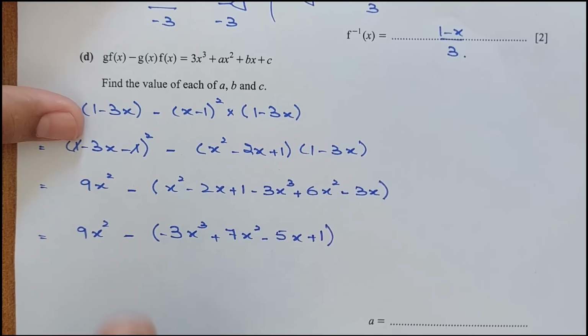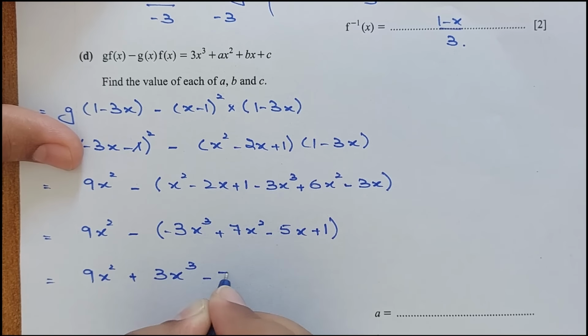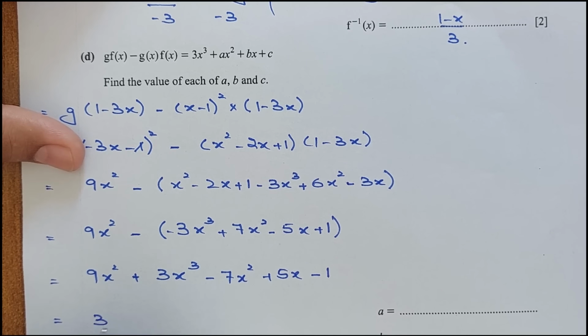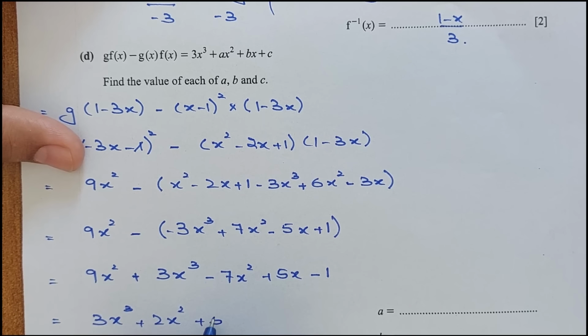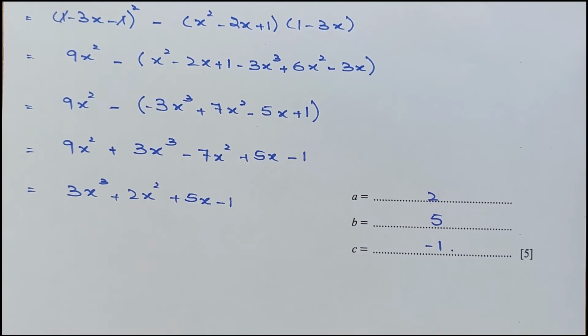Let me open the bracket now. So we have 9x squared, minus times minus is plus 3x cubed minus 7x squared plus 5x and minus 1. So arranging the terms, this would be 3x cubed and 9 and minus 7, which is 2. So plus 2x squared plus 5x and minus 1. So a, b, and c are 2, 5, and 1. So these are the values of a, b, c.